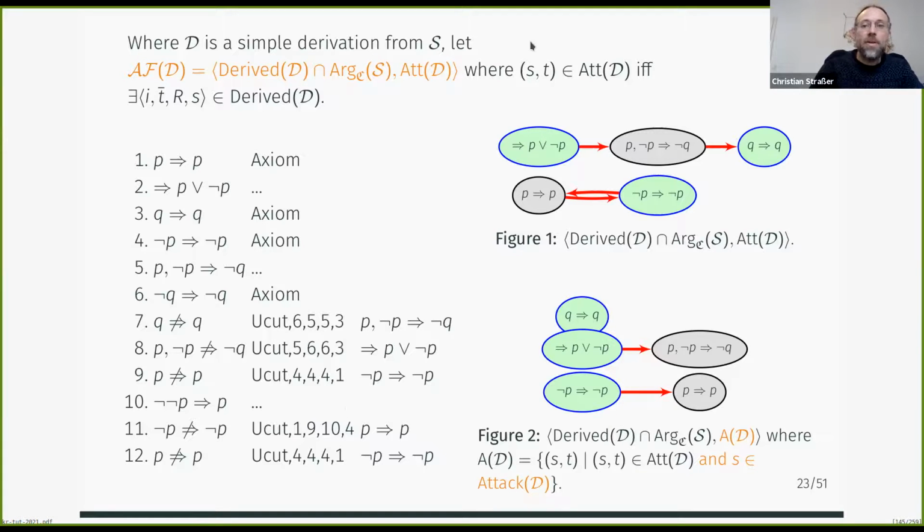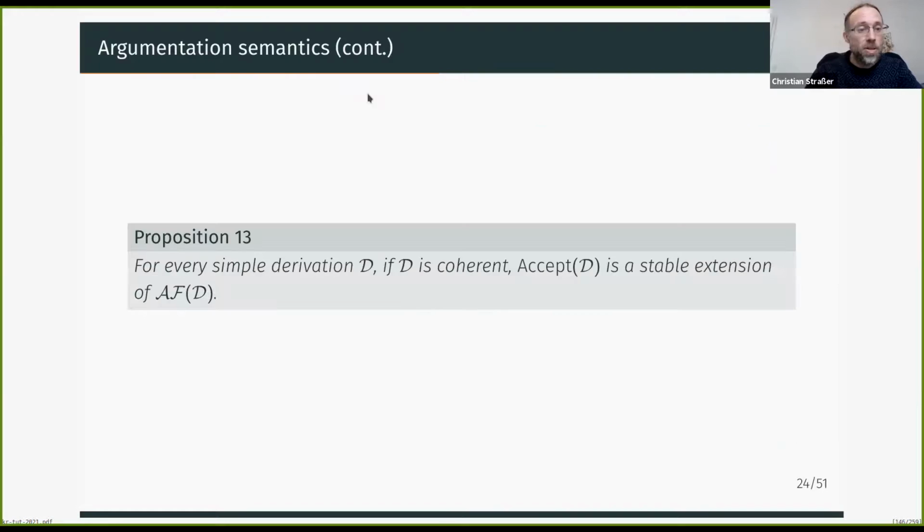So now we will establish a connection between stable sets of the associated attack diagram of a dynamic derivation with the accepted arguments given the evaluation of this dynamic derivation. This works as follows. If we have a simple derivation which is coherent, then the set accept of D, where the evaluation procedure says this is an accepted argument because it's not eliminated, establishes a stable extension of this associated attack diagram.